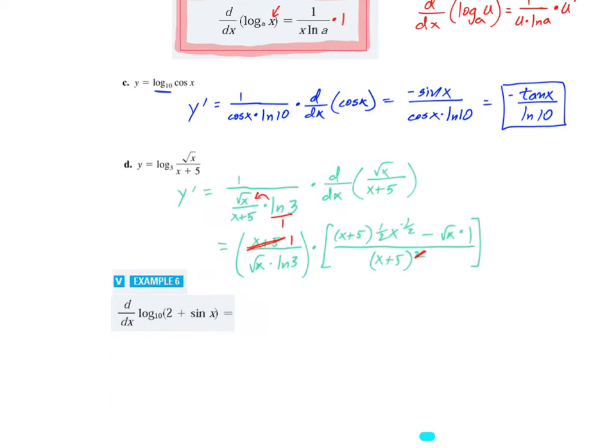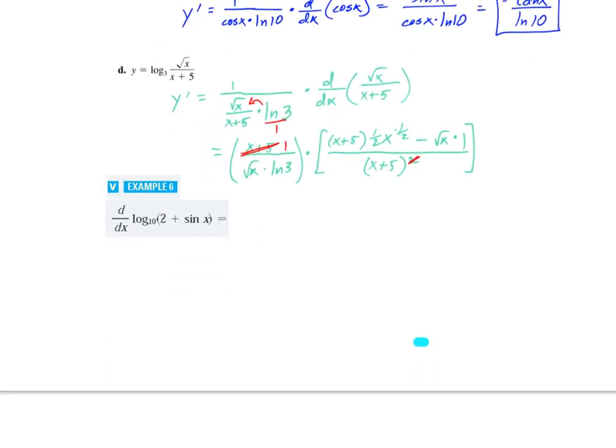If I can, there we go. I threw one more example on here from a different text, so let's try it out. 1 over the input times natural log of the base. The input here is 2 plus sine x.